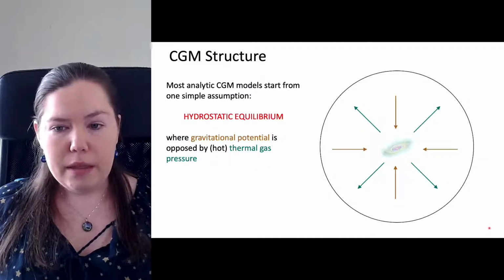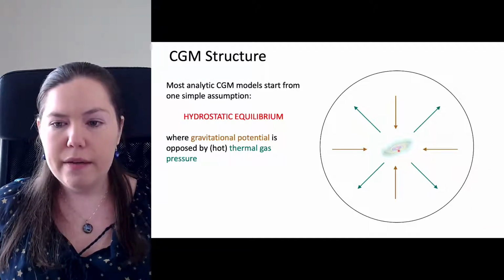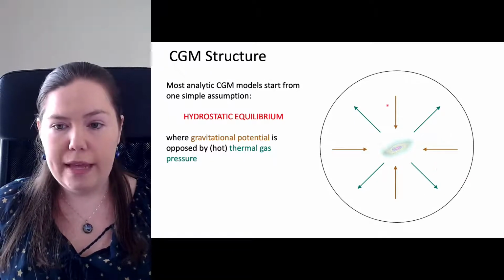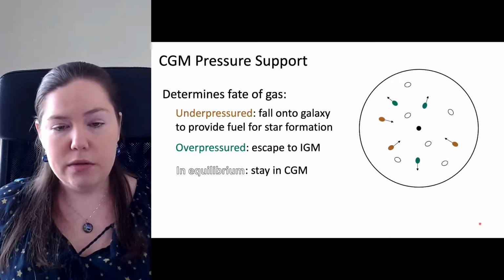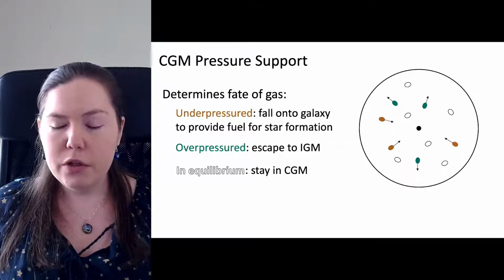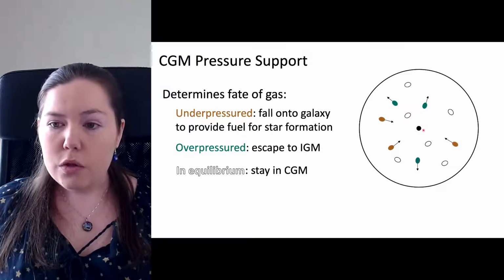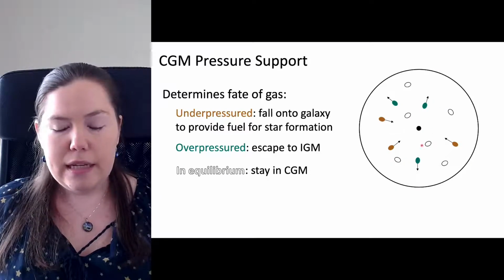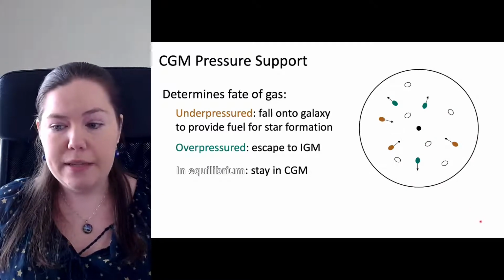One model that is very commonly used is the assumption of hydrostatic equilibrium, which says that the gravitational potential of the galaxy and its dark matter halo is exactly opposed by the hot thermal gas pressure of the gas within the halo. Not only can the pressure support of the gas there tell us whether or not the gas is in hydrostatic equilibrium, it also determines the fate of the gas, where gas that is underpressurized relative to gravity may fall in towards the central galaxy to potentially fuel star formation. Gas that is overpressurized relative to gravity may outflow into the IGM, and gas that is exactly in equilibrium, like in the hydrostatic equilibrium assumption, may stay within the CGM for an extended period of time.